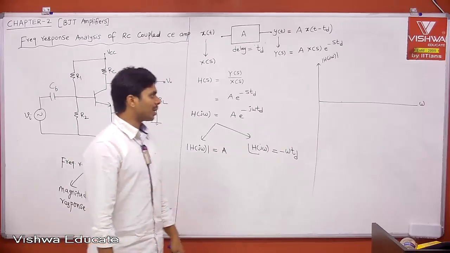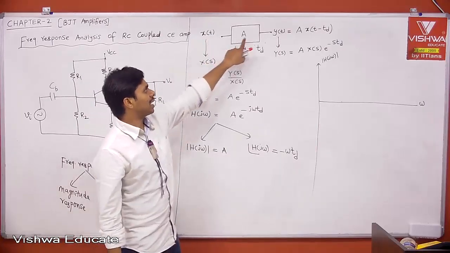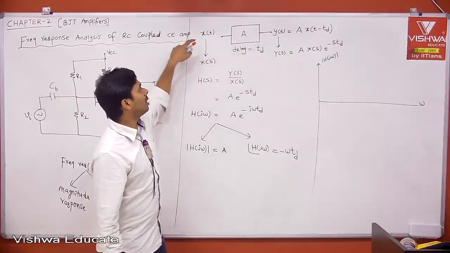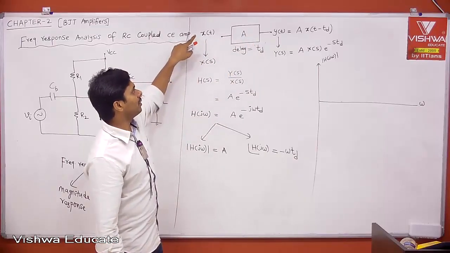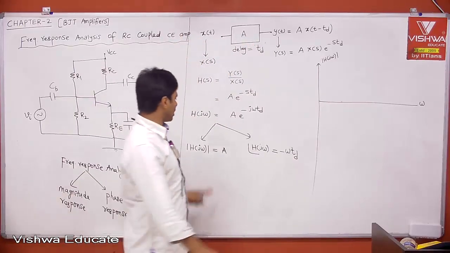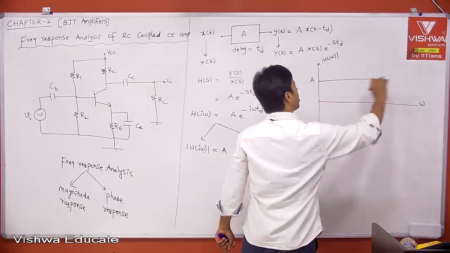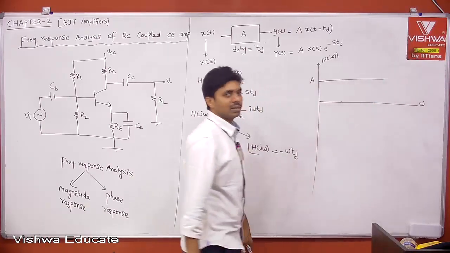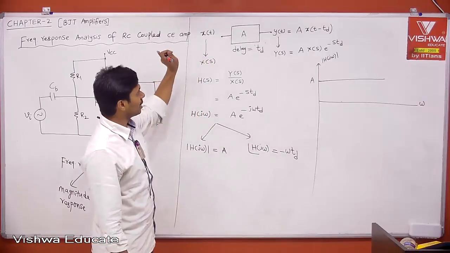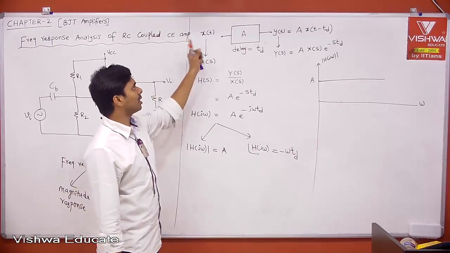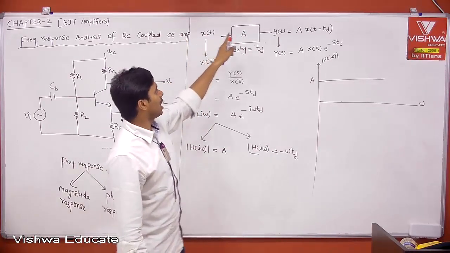Then tell me what are we expecting? Whatever may be the signal, I am expecting gain A, whatever the signal frequency is. Whether the signal frequency is from 0 to infinity, I am expecting the constant gain A. This is the expected gain. My gain should be constant irrespective of your input signal frequency. The input signal frequency can be anything, but all the signal frequencies should have the gain of A.